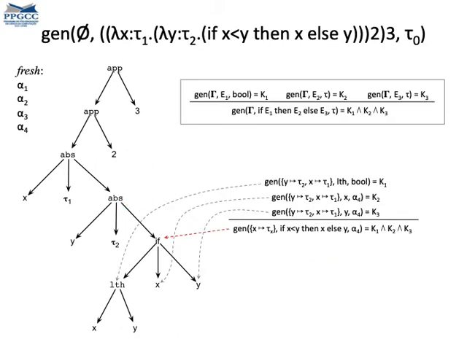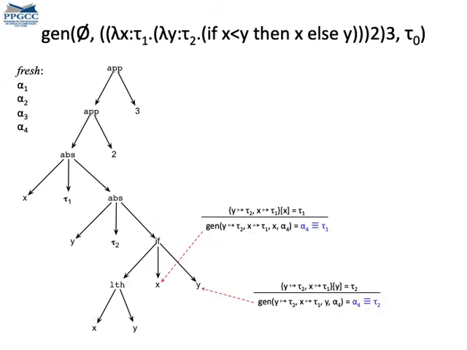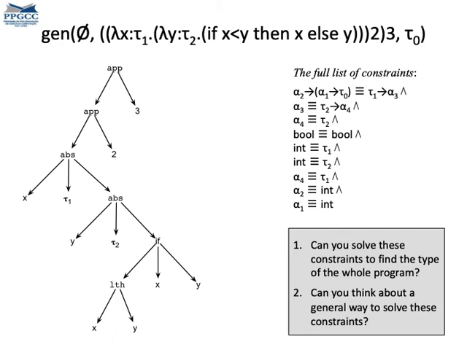The pattern for the if-then-else causes us to invoke the gen function 3 times. We will be invoking gen 3 times more for the less than operator. And we will need to generate constraints for the variables. Each one of these invocations generates a constraint. In the end, these are the constraints that we get.